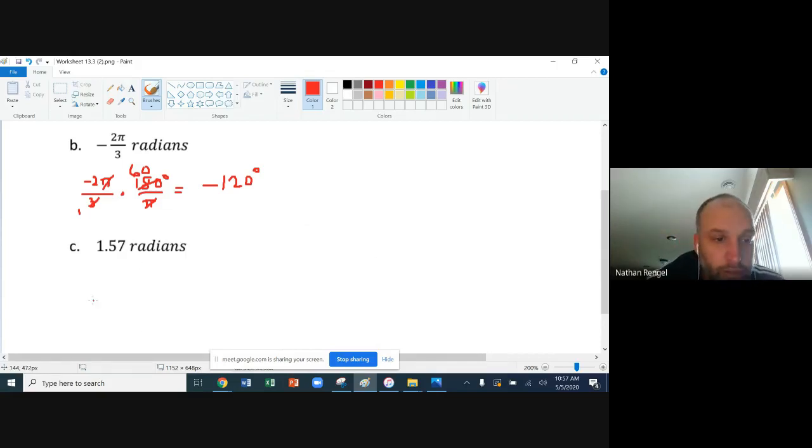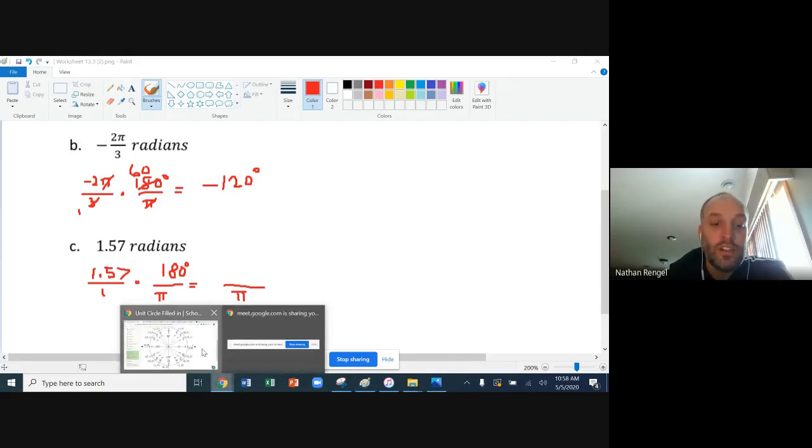Next, we have 1.57 radians, which looks familiar to me. I think that was from our last problem, number 1. So 1.57 over 1 times 180 degrees over pi. Now, if our radians start out as just a number answer, not in terms of pi, then our degrees are going to be in terms of pi. So I'm going to take 1.57 times 180, and our answer is going to be over pi. So pi will be in our answer because the radian started out not in terms of pi.